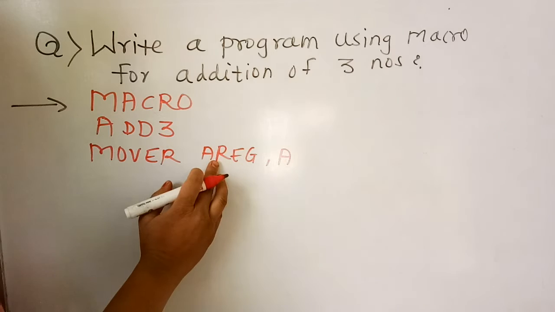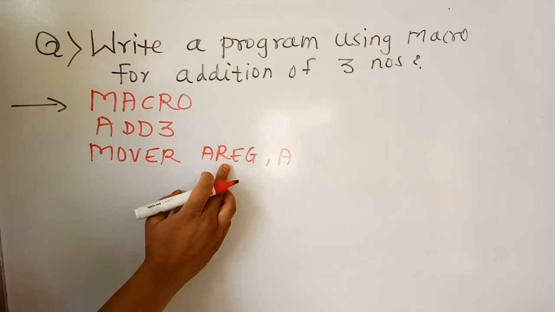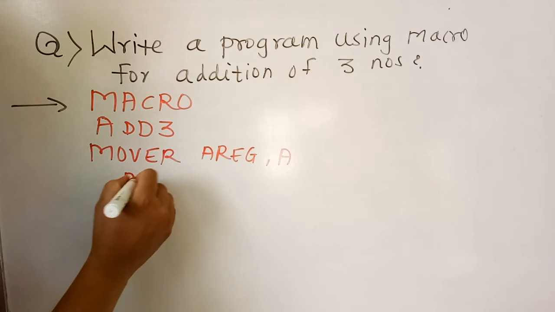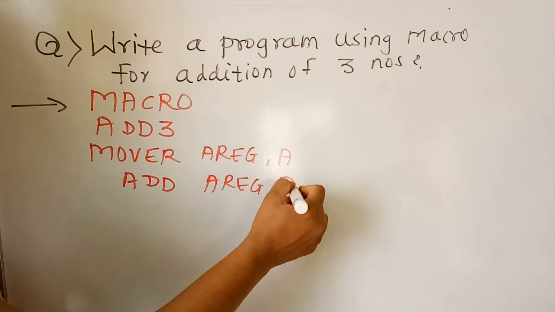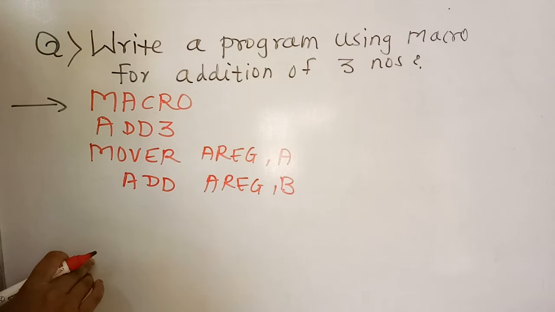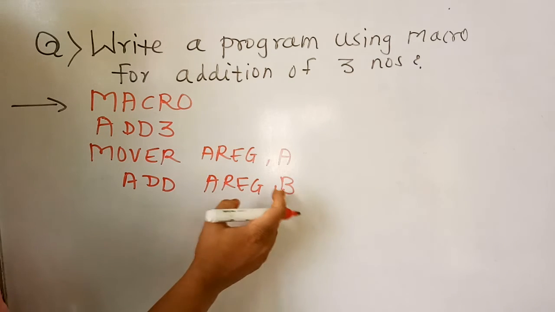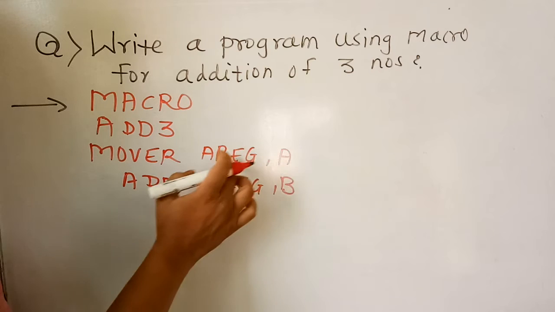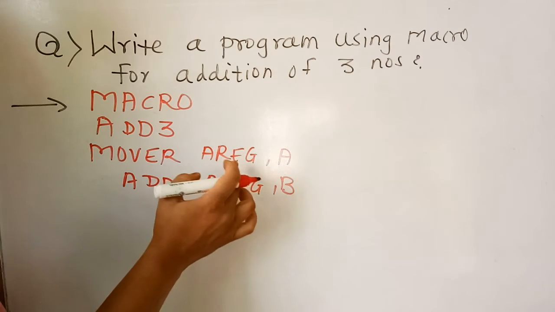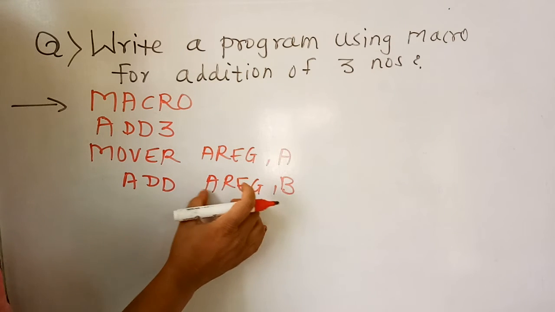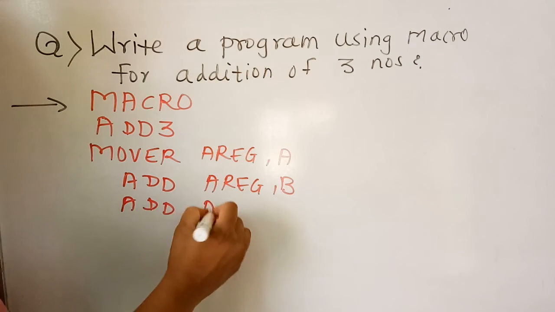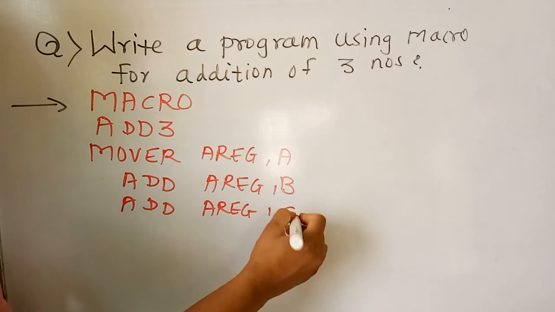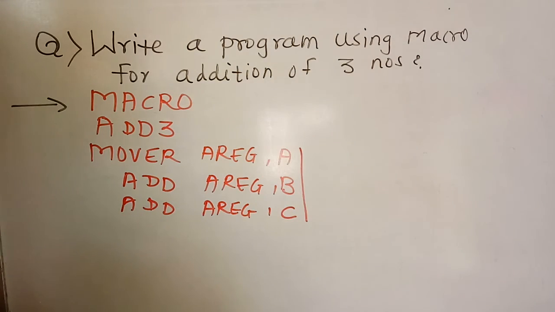So first of all, I will shift the value of A into a register. Then I will add the register B value. Means here A plus B is performed. Then again A's value will be shifted into the register and this register plus B's value is calculated and again shifted into the A register. So simply I will add the A register again with C. Now after these statements we are completing the addition of three variables.